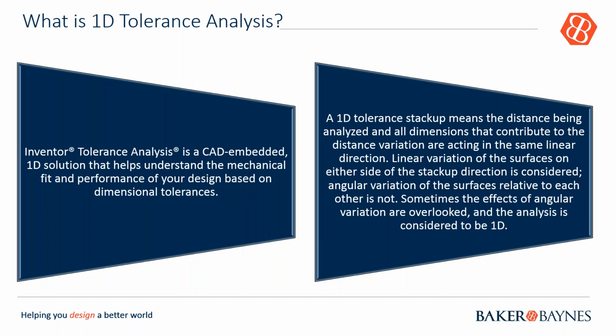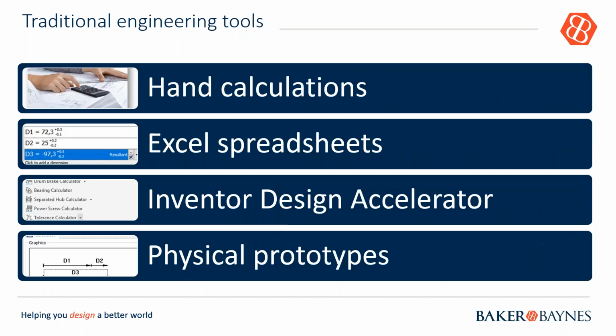Now, how has this been impacted before this amazing tool of the Inventor Tolerance Analysis? Previously, with traditional engineering tools, Excel spreadsheets, hand calculations, and the creation of physical prototypes were commonly used to test the fit and performance of these designs. We all agree, right? However, this approach creates a disconnect between the CAD model and what the results are. So what happens when there are changes to the 2D or 3D model, right? How does that impact? Where does it get stored? How does it get updated?